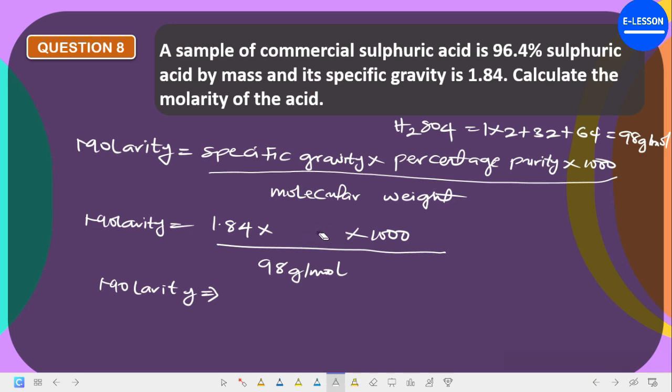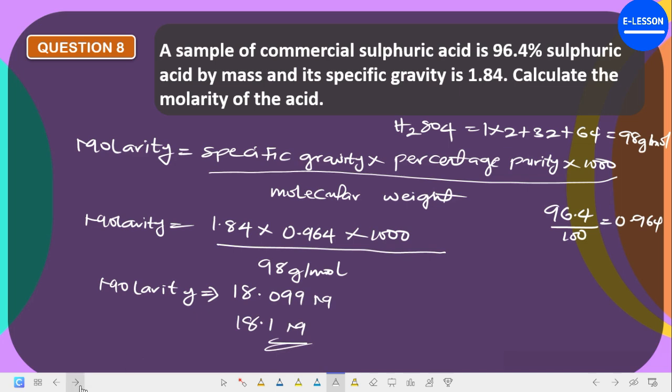You are supposed to convert your percentage purity to fractional form. So the percentage purity is 96.4%, which is 96.4 divided by 100. It is 0.964. So this becomes 1.84 times 0.964 times 1000 divided by 98, and that will give us 18.099 molar, or we can say 18.1 molar solution. And that is the solution to that question.